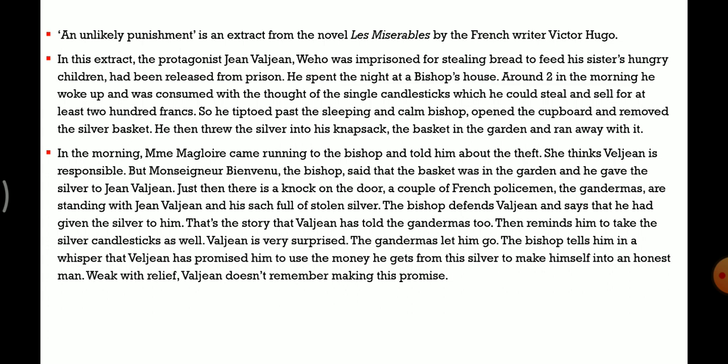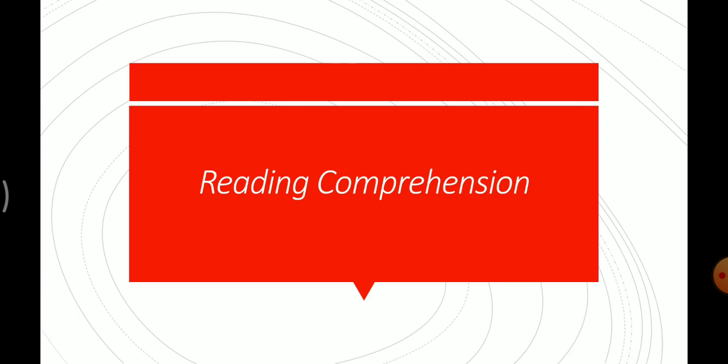Okay, so read the story again and again. The pages of the book will be attached in your study material. Now, let's come to the reading comprehension part.